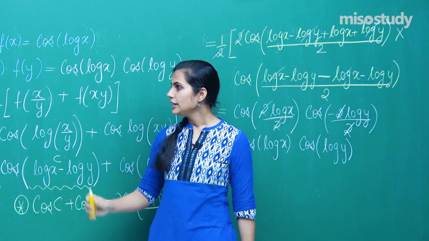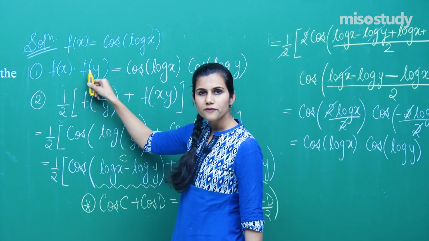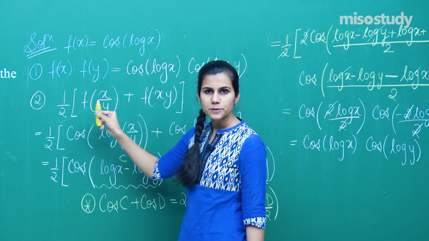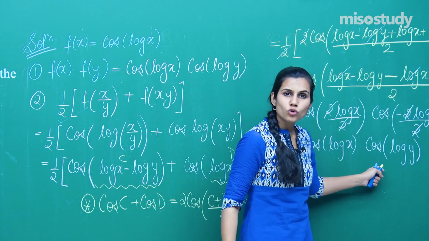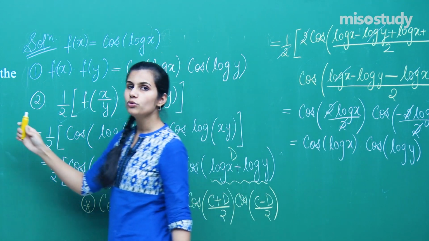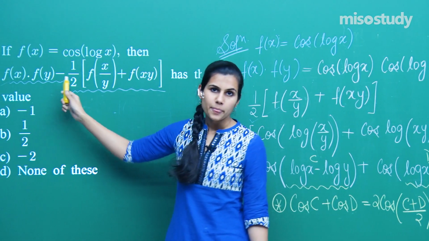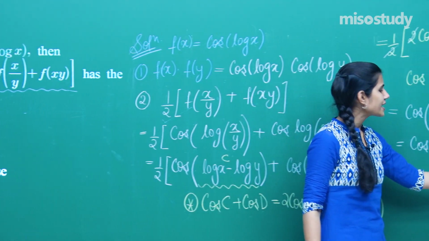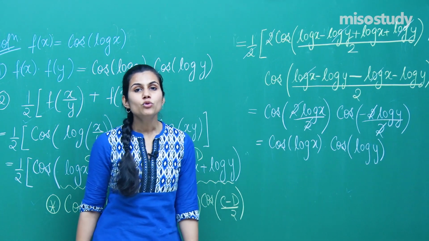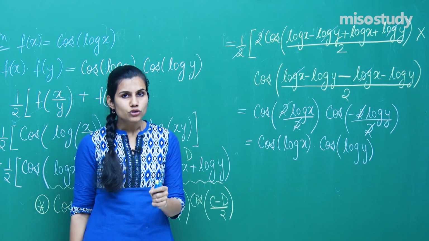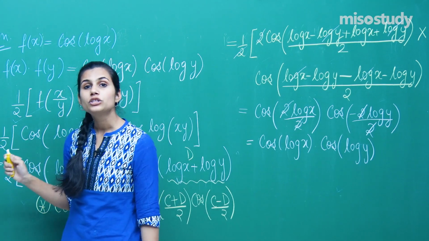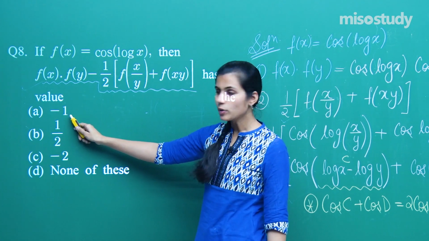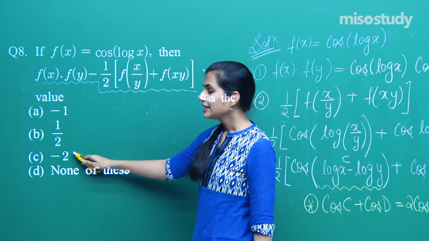And therefore, in 1, which is fx into fy, you had cos log x into cos log y, and with the help of this second expression also, you have cos log x into cos log y. You are supposed to subtract them. That means you are subtracting cos log x cos log y minus cos log x cos log y. That means you are obtaining as your solution option number which one? A says that this has value -1. No, it doesn't have -1. 1/2? No. -2? No.